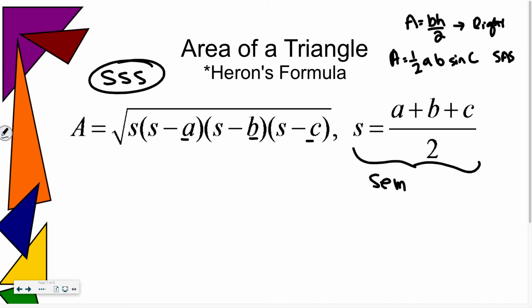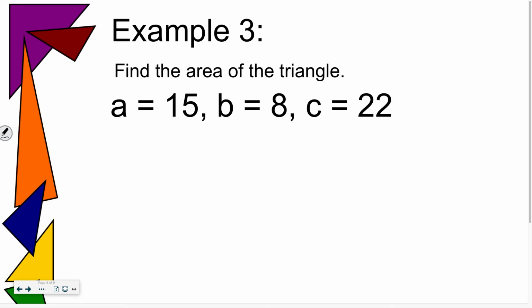S is called the semi-perimeter. Semicircle means half of a circle. So this is half of your perimeter. How would you find the perimeter of a triangle? A plus B plus C and divide by 2. Now remember, if you put that in your calculator, put it in parentheses. So you find half of your perimeter, and then you put that in for all those S's. It's the same. Okay. So we'll do one quick example so you can see how the formula works.